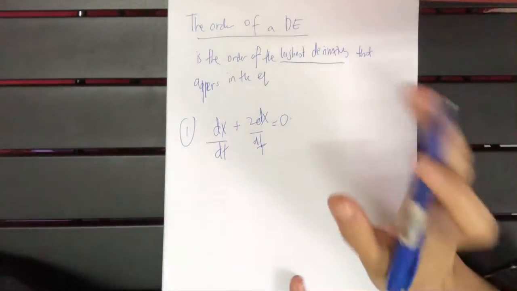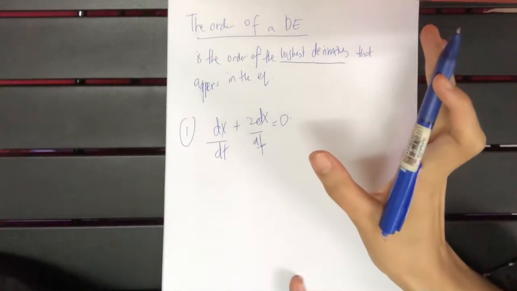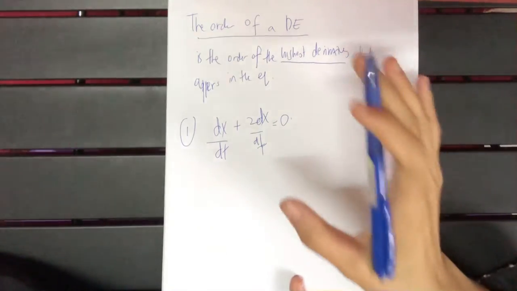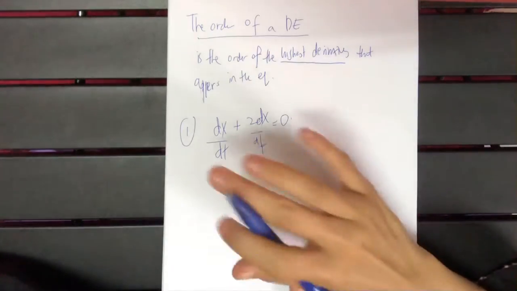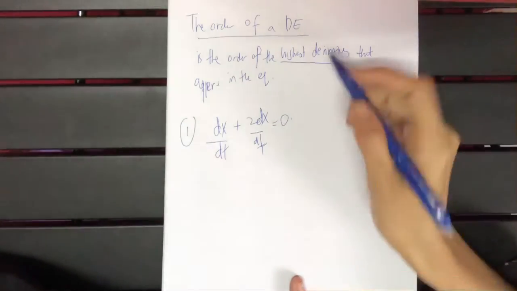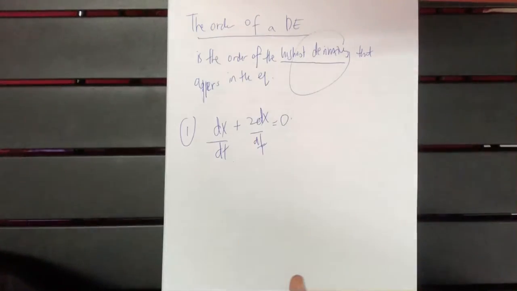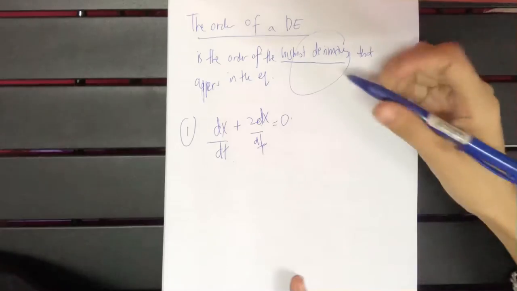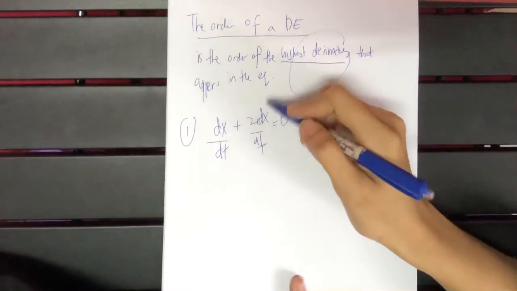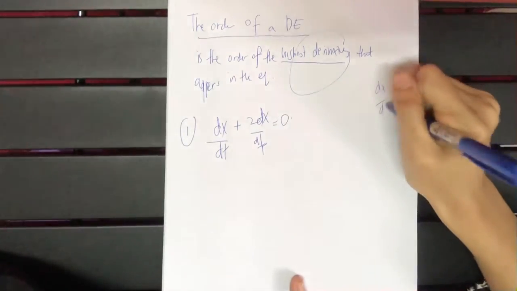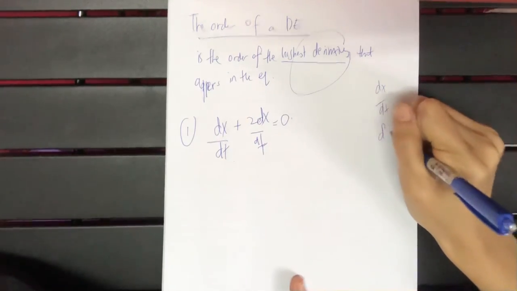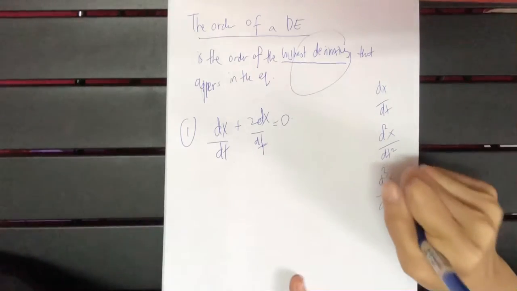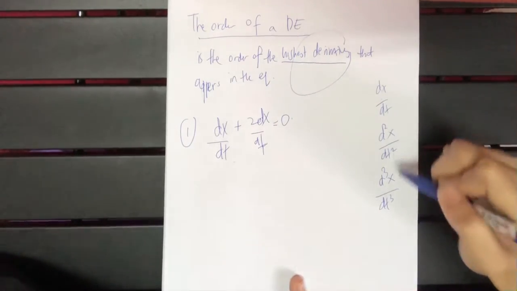Alright, so now I want you to look carefully at the equation. What's the highest order, or highest derivative? Okay, what does derivative mean? Derivative means differentiation. For example, dx/dt. What else? d²x/dt², d³x/dt³. So these are the derivatives.